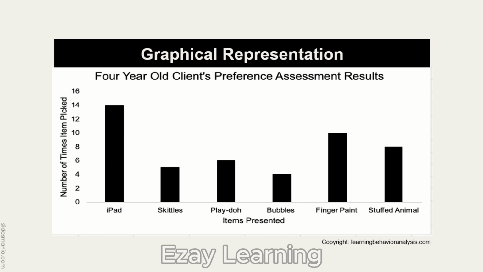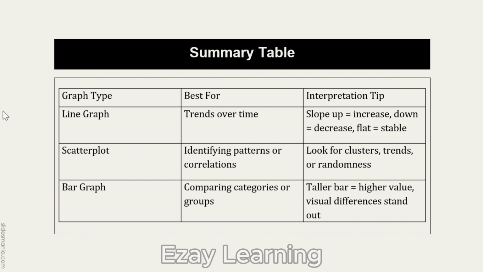So why do we use these graphs? Because they can present a lot of details in a single picture, in a single graph. You can simply make graphs to represent multiple data points, and this makes it easy to understand behavior patterns. Summary table: a line graph is best for trends, a scatterplot is best for identifying patterns or correlations, and a bar graph is best for comparing categories or groups.